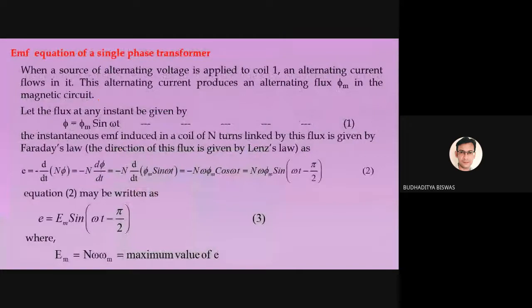Okay, so when a source of alternating voltage is applied at coil 1, it may be the high voltage, maybe the low voltage, depending on the time, the alternating current flows through it. It's very easy to understand. One winding is there. If we apply DC, DC current will flow. If we apply AC, AC current will flow through it. So this alternating current produces an alternating flux phi m in the magnetic circuit. This one is also very easy to understand.